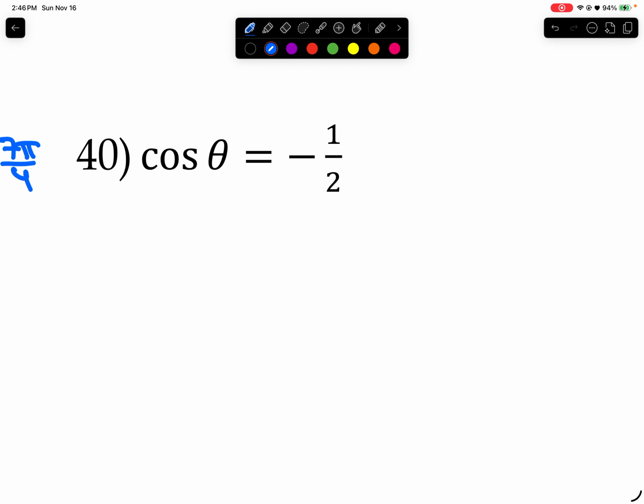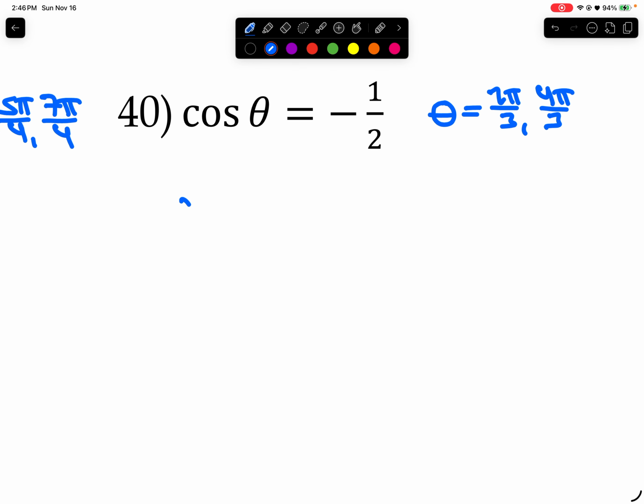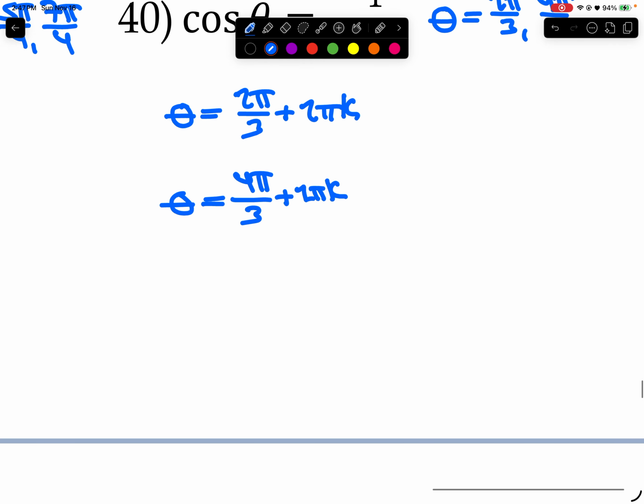And last but not least, cosine theta equals -1/2. So cosine is going to be negative in quadrants 2 and 3. So that's going to happen at 2 pi over 3 and 4 pi over 3. So ask yourself, are these across from each other? No. So one equation with pi k or two equations with 2 pi k. I want two equations with 2 pi k. So this is going to be theta equals 2 pi over 3 plus 2 pi k. And then I also want 4 pi over 3 plus 2 pi k. And then we're going to include where k is an element of the integers.